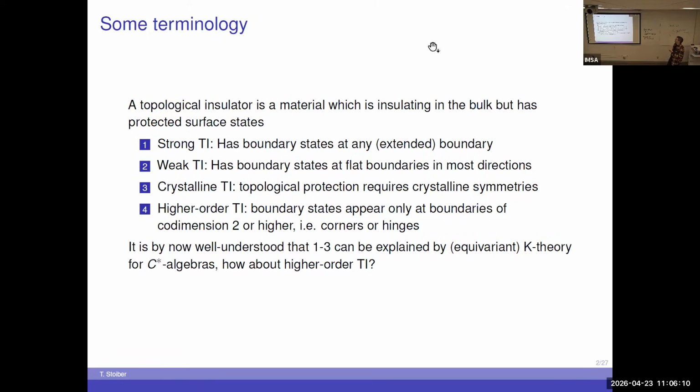What's missing are the higher order topological insulators, where you have boundary states not as flat boundaries, but just when you cut corners or hinges in your material. So that was the outset. We wanted to see how we can understand this in terms of K theory.